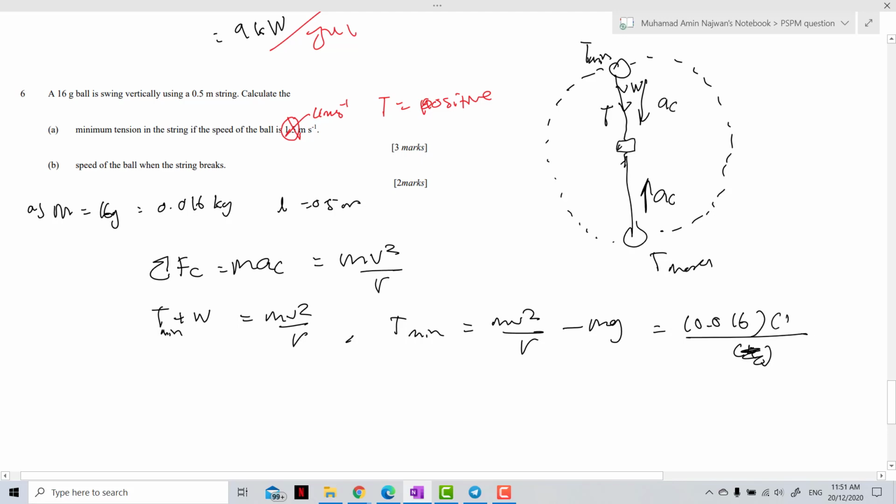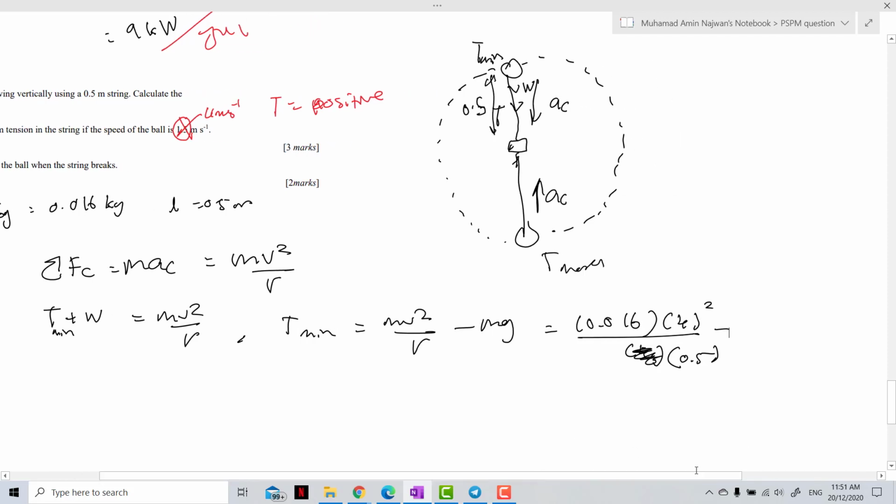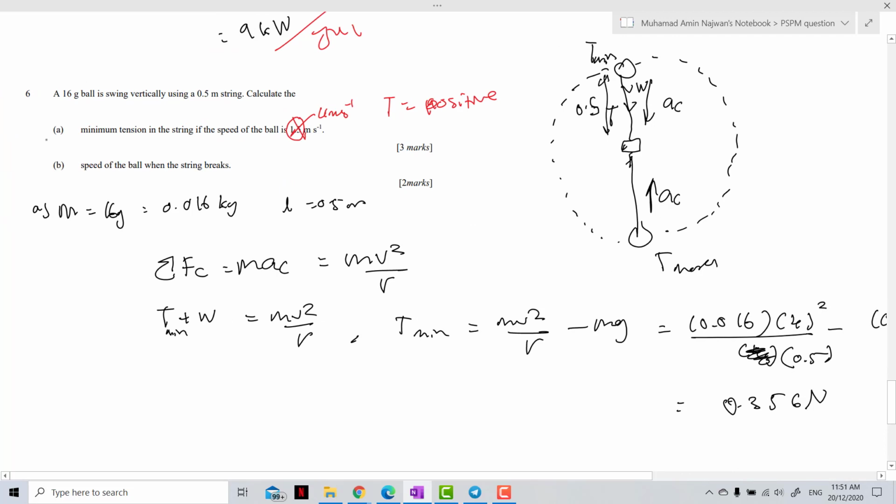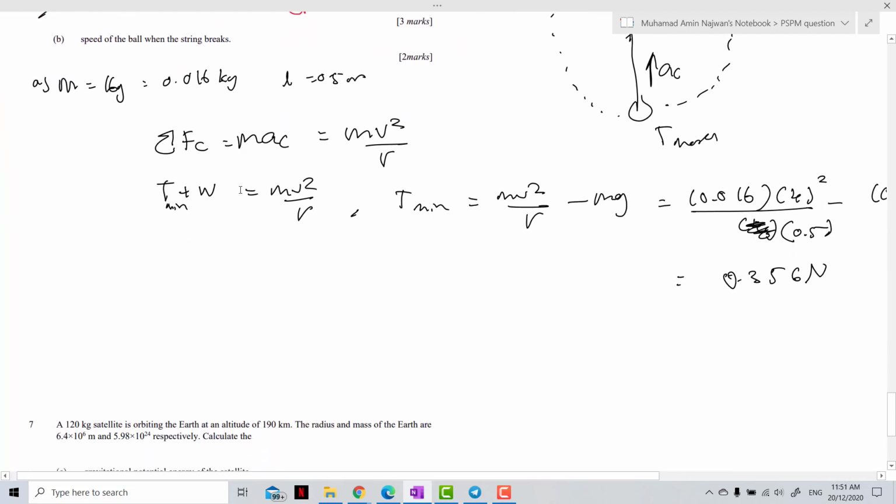So, substituting all the important information here. This is 4. This is 4 squared. Okay, our length here is actually our radius, so this is 0.5. Minus our m, again m is 0.016, and our g is 9.81. Okay, so if you do this, you will get your T minimum equal to 0.356 Newton for our question 6A.